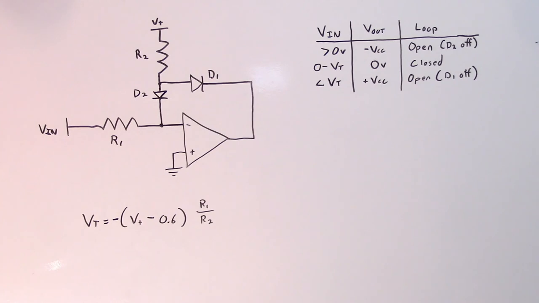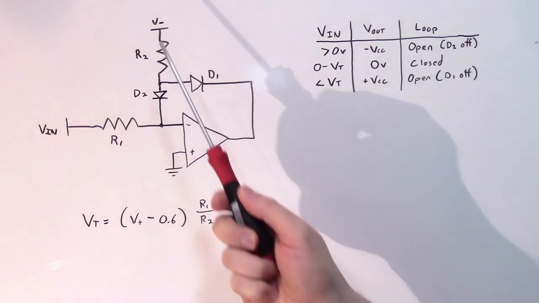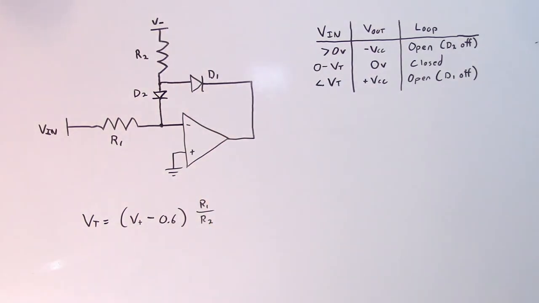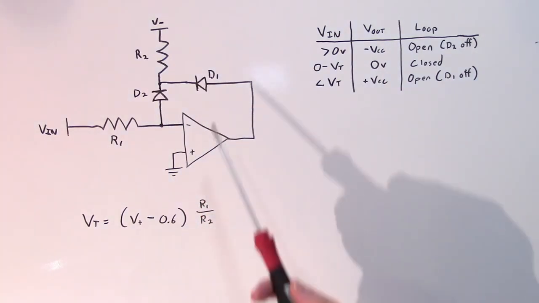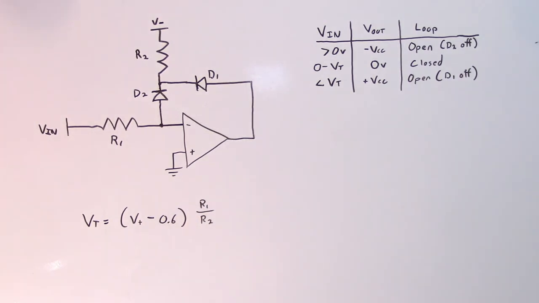But what if you wanted your window to be between 0 volts and a positive voltage? Well, we can do that just fine. We just need to reverse our voltage polarities here so that this voltage is now negative, and that makes our trip voltage positive. And of course, we also have to flip the orientation of our diodes. So with our polarities reversed, this circuit works exactly the same as the previous circuit, just in reverse.